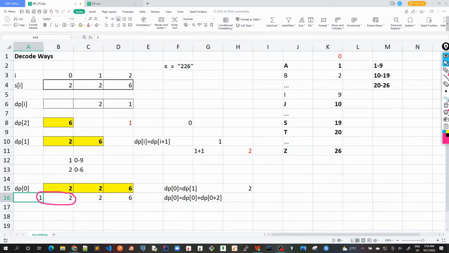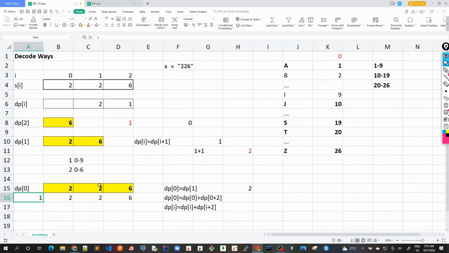Let me remove this. So here, this particular formula is exactly the same as if we just do dp of i is equal to dp of i plus dp of i plus 2. So if we do this, we already know that this.